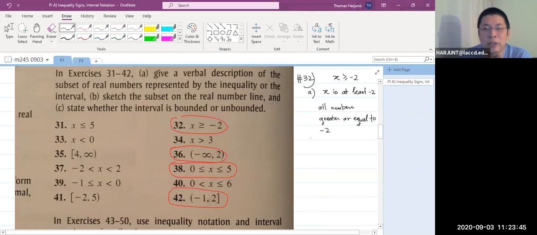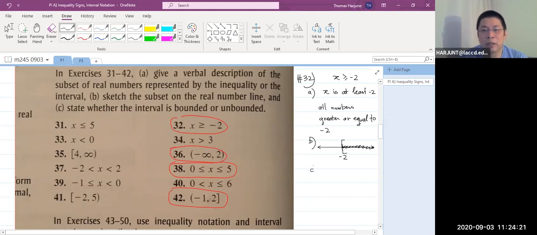Now sketch the subset on the number line. So on the number line, we put -2 somewhere. Let's say this is our -2. Do I use parentheses or bracket? Because we have an equal sign, we'll use a bracket. Now, does the bracket open to the right or to the left? Yeah, we want greater than, right? We want something greater than, which means it is to the right of -2, including the endpoint, so the bracket will open to the right.